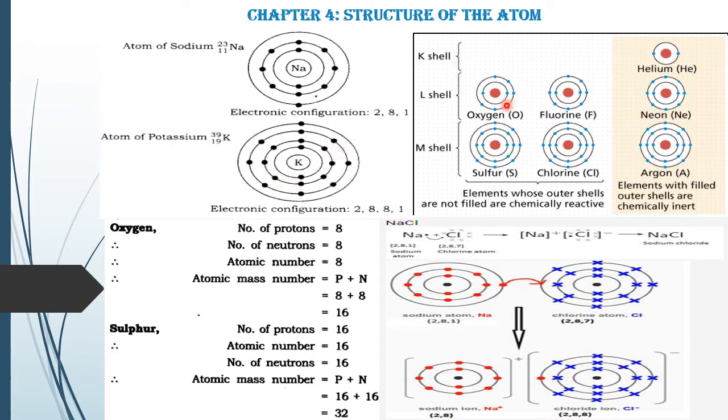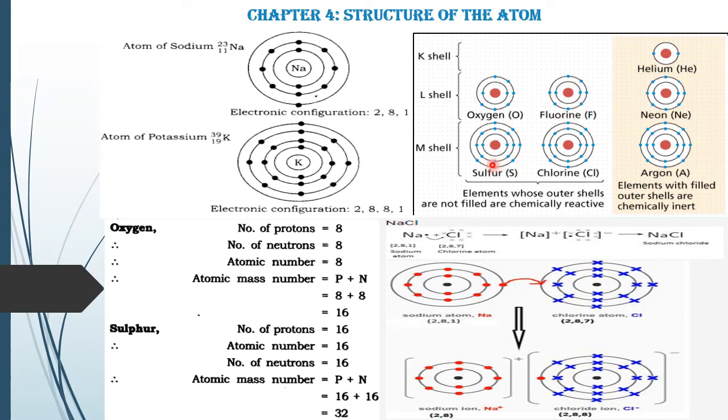Now oxygen also, the same we have discussed before. Oxygen, atomic number 8, so 2 in the first shell, and the second shell has 6. Fluorine, 9: 2 in the first shell, and the second shell has 7 electrons.